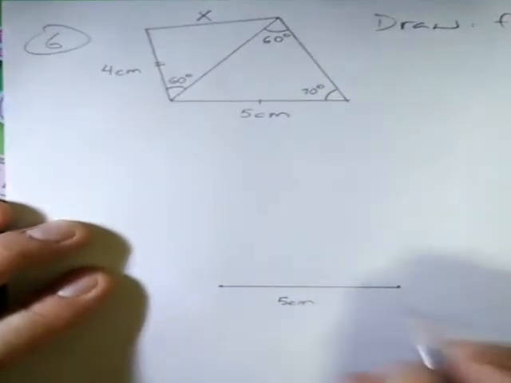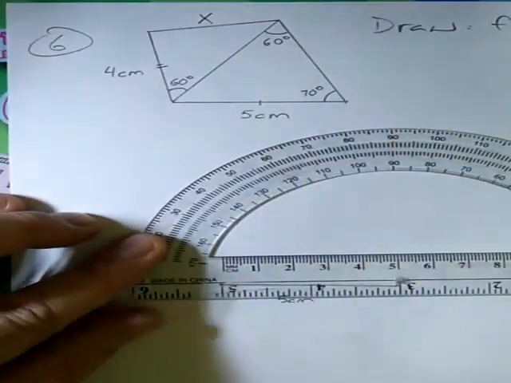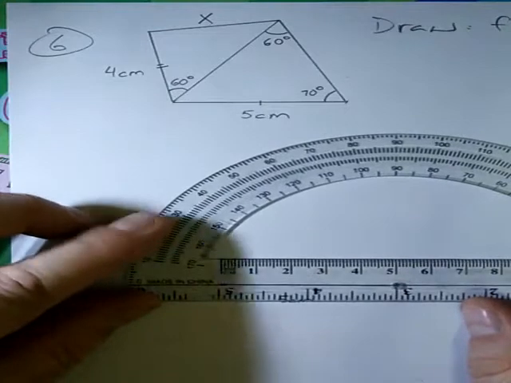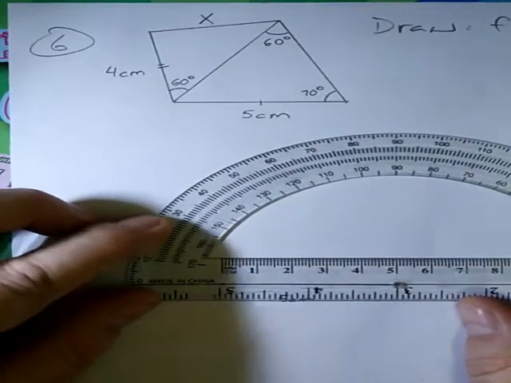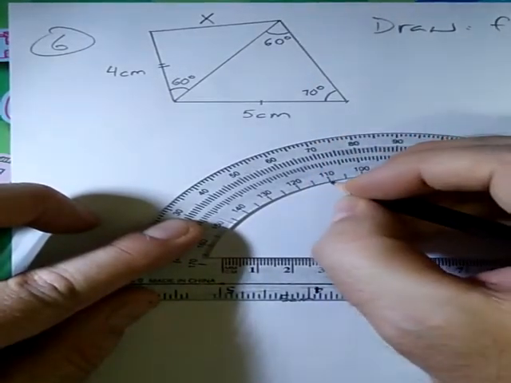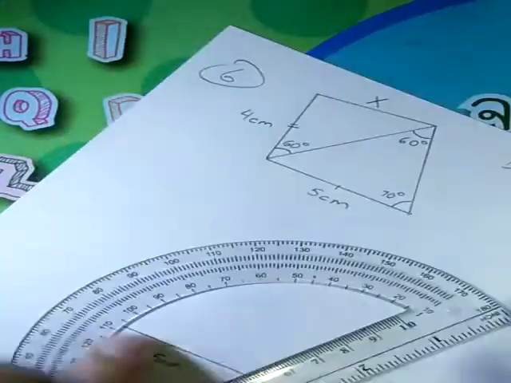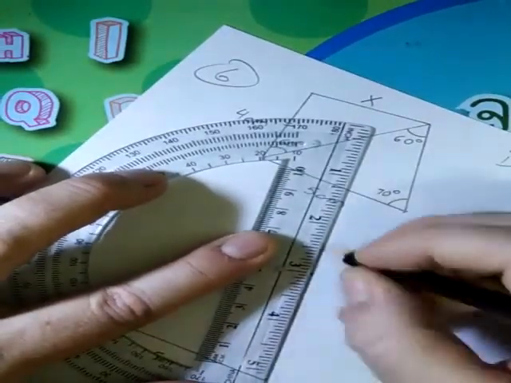And now I need to make a 70 degree angle. That says 70 degrees. So I'm going to put the protractor right on the middle of that dot. Make sure my line is straight. And I'm going to put a mark at 70, which will be 110 right there. I'm going to draw a line through those points.